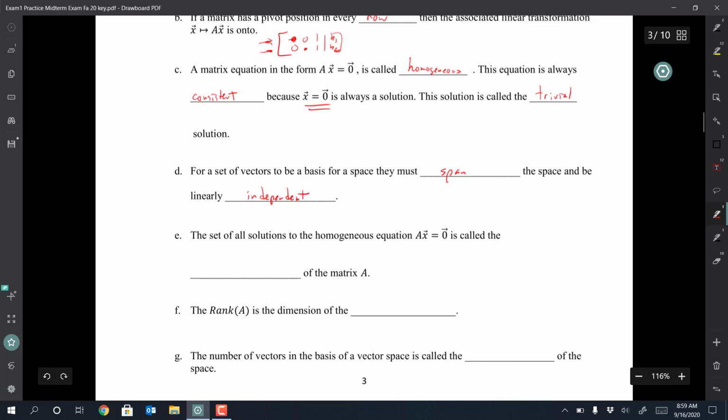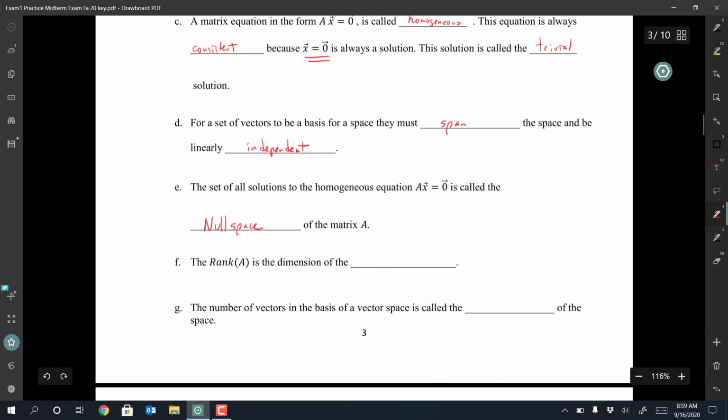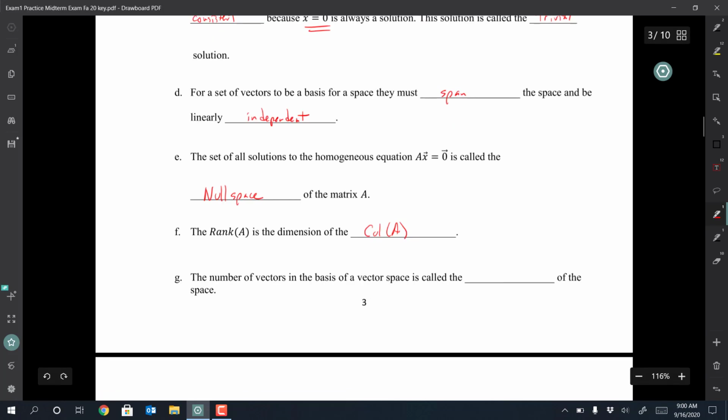Those are the two criteria for a basis. E, the set of all solutions to the homogeneous equation AX equals 0 is called the null space of the matrix A. That's the definition of null space. The rank of A is the dimension of the column space of A. The number of vectors in the basis of a vector space is called the dimension of the space.